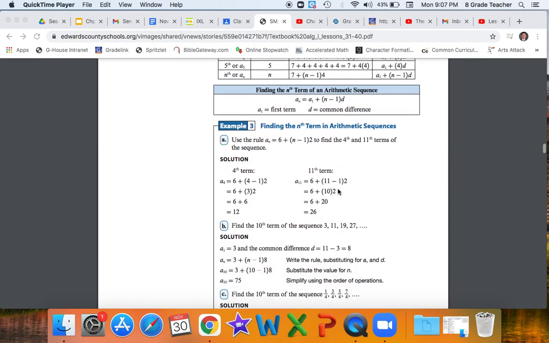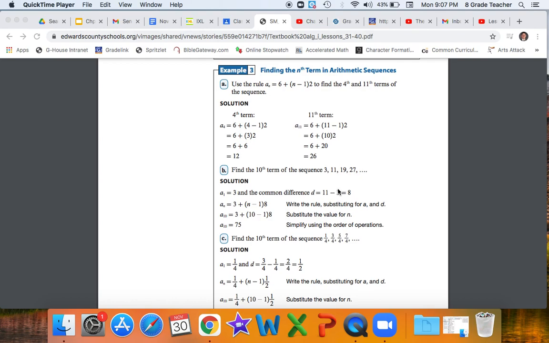Let's take a look at the example problems here in example 3 to find the nth term in the arithmetic sequence by using that formula. Use the rule a_n equals 6 plus (n minus 1) times 2 to find the 4th term and the 11th term. So I find the term number, where here it says 4 and 11, I just simply plug that in for n. In this example, 4 minus 1 is 3. 3 times 2 is 6. 6 plus 6 is 12. So the fourth term in this sequence is 12.